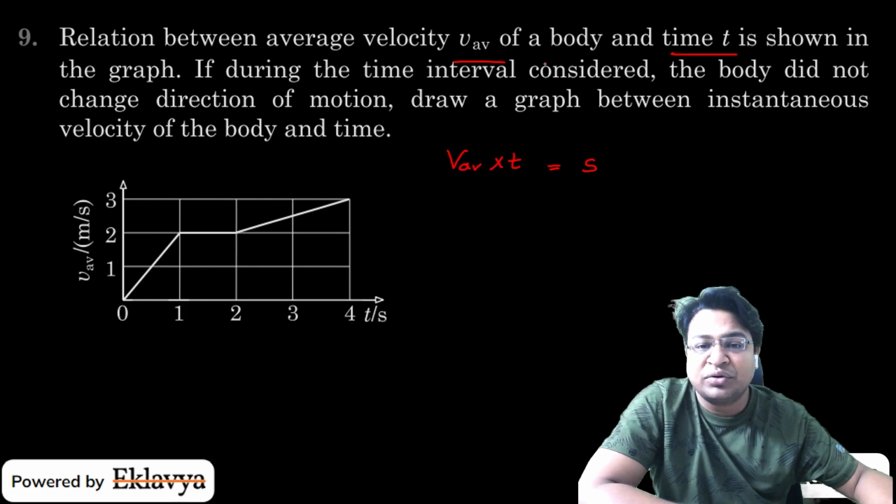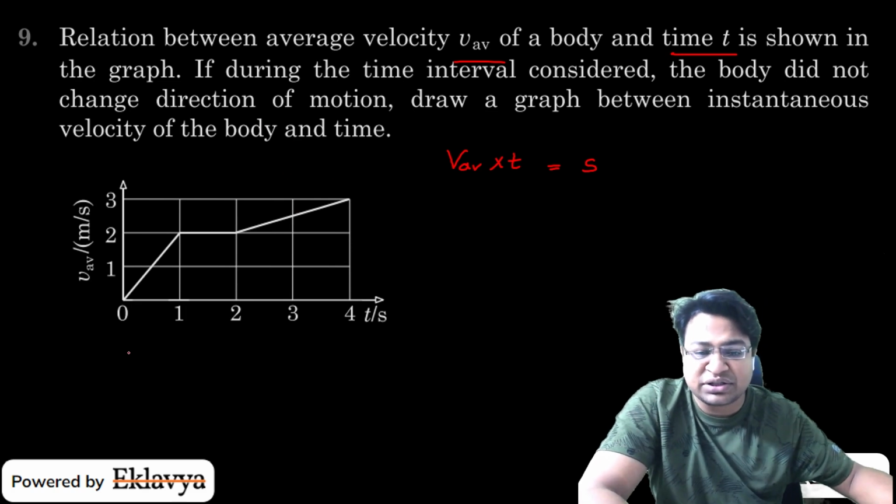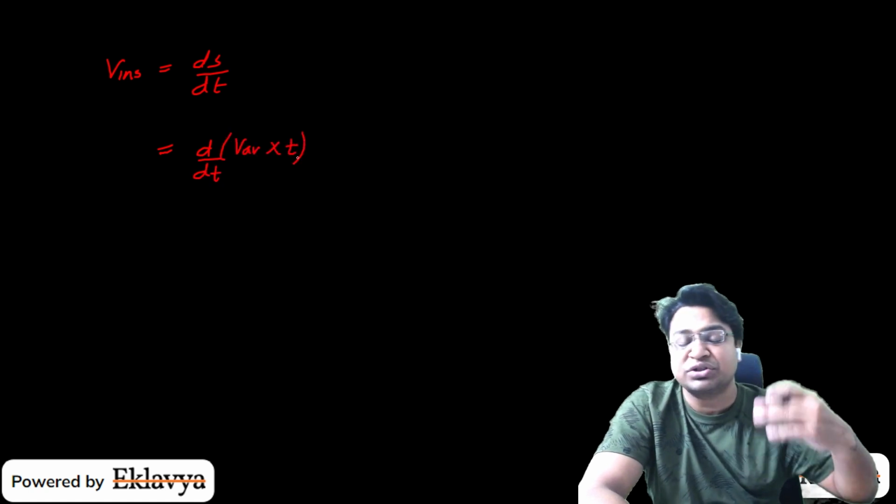Okay, so average velocity and time, this graph is given to us, and we want to know the graph between the instantaneous velocity and the time. So guys, let's try to understand how we write the instantaneous velocity. So V instantaneous will be given as ds by dt. All right, and how can we calculate the displacement? We can say it is the product of average velocity and the duration for which the motion has taken place.